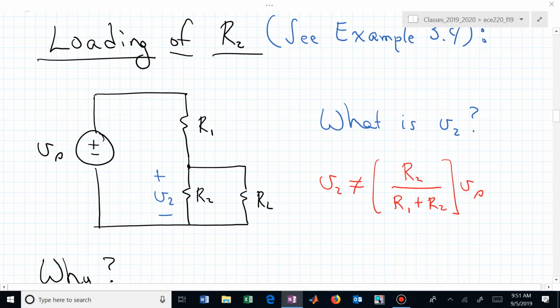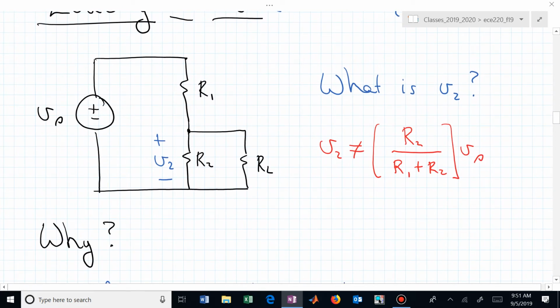Depending on the resistance that that load presents to your circuit, that's not going to be the 3 volts that you were expecting. You've now loaded your circuit. And that's the why. You now hopefully understand that R sub L loads R sub 2.